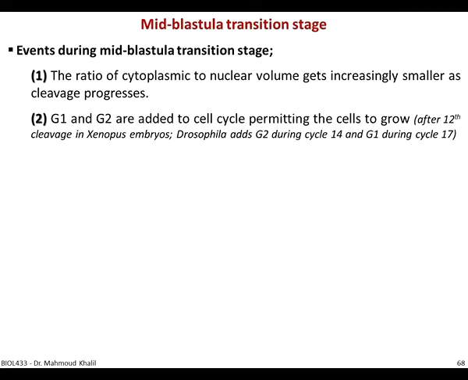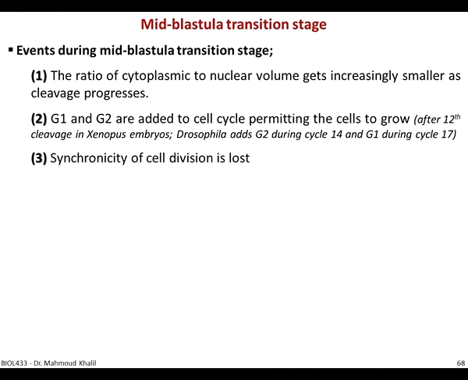The second event is that after the mid-blastula stage, G1 and G2 are added to the cell cycle, and this will permit the cells to grow. Actually, after the 12th cleavage in Xenopus, for example, and after the 14th in Drosophila, it differs. The G2 will be added after the 14th cleavage, while the G1 will be added after the 17th cleavage.